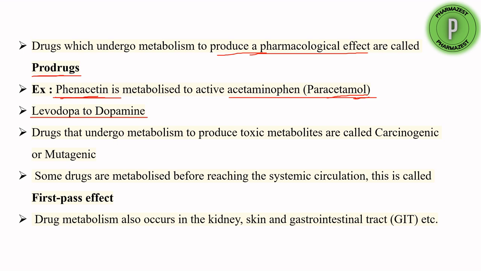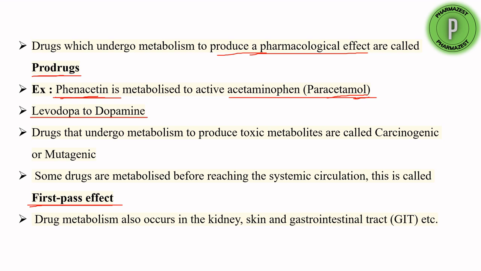Why did this concept of prodrug come? Because of the first pass effect. So what is the first pass effect? Some drugs, when you take them into the body, are metabolized before they reach their site of action. As a result, they cannot show their action on the required organ, and the drug will not be able to show its effect. So we are at a disadvantage.